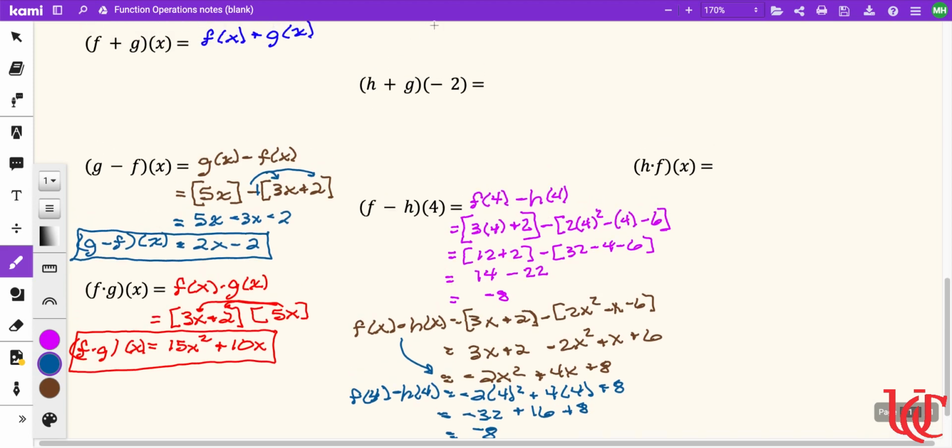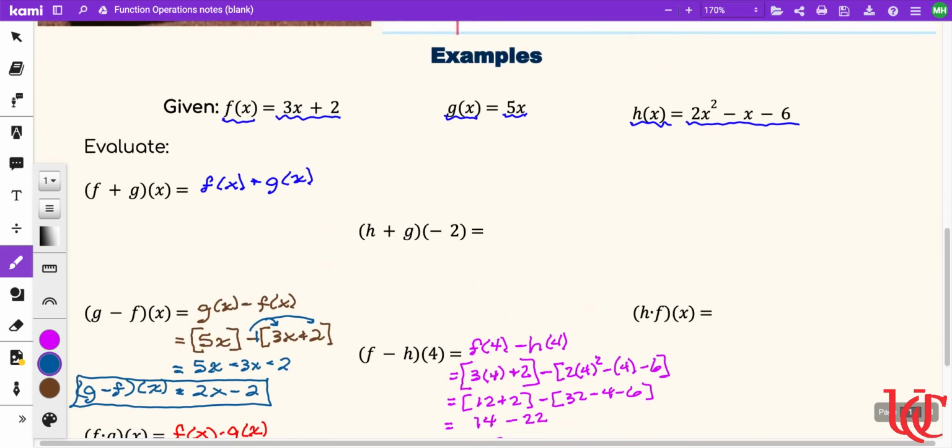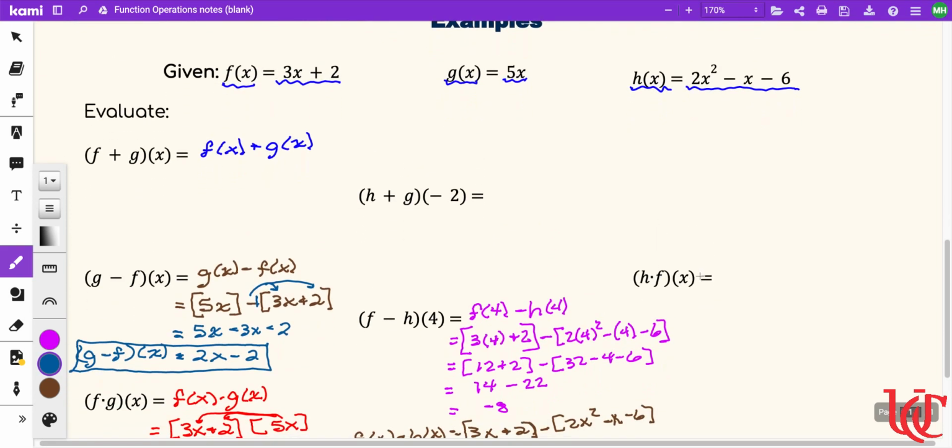So you have a couple of them to do yourself. Check on your answer key. We started this one but didn't finish it, so you get to finish the f plus g of x. And then you have h plus g of negative 2. And then you get to do h times f of x. It's going to be a little bit more with the h times f of x because you're going to have to FOIL and distribute. There will be a video on distributing with multiplying binomials and trinomials, but see what you can do with that.